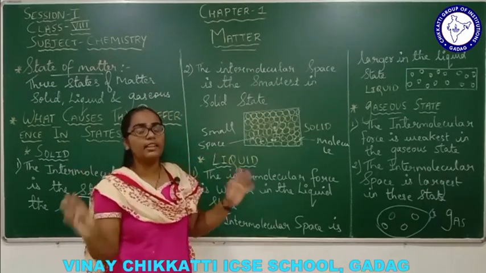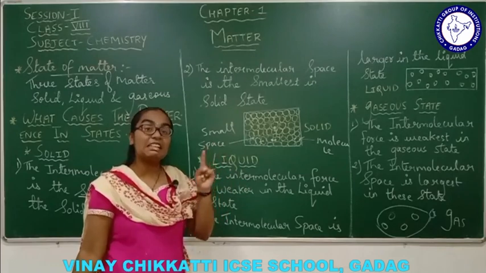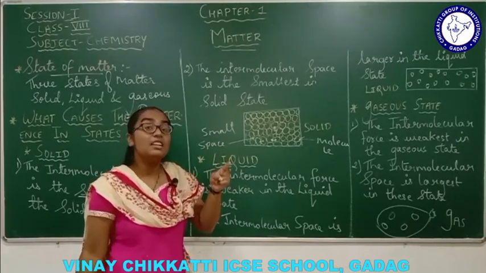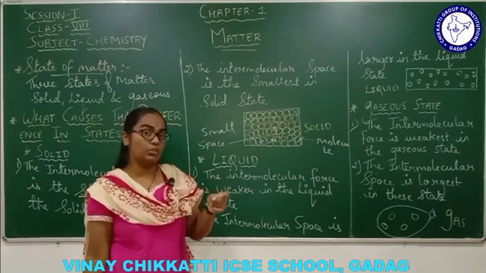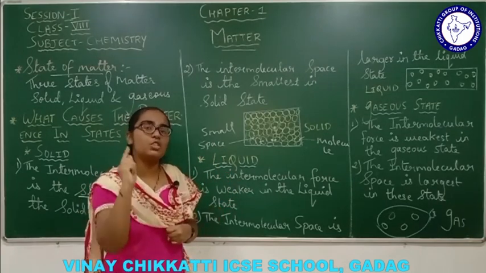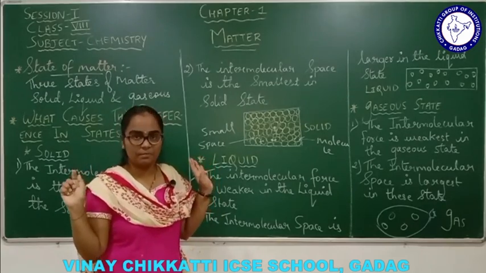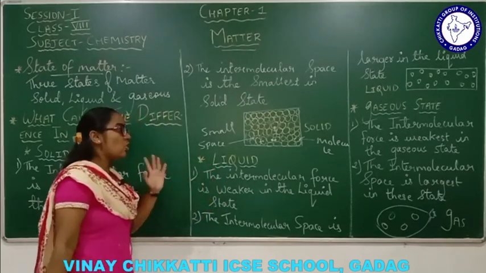That's the thing, right? So therefore the solid has a rigid shape because the molecules are very close to each other, since their intermolecular force is very strong with smaller intermolecular space. That's all about the solid state. Okay, now let's talk about the liquid state.